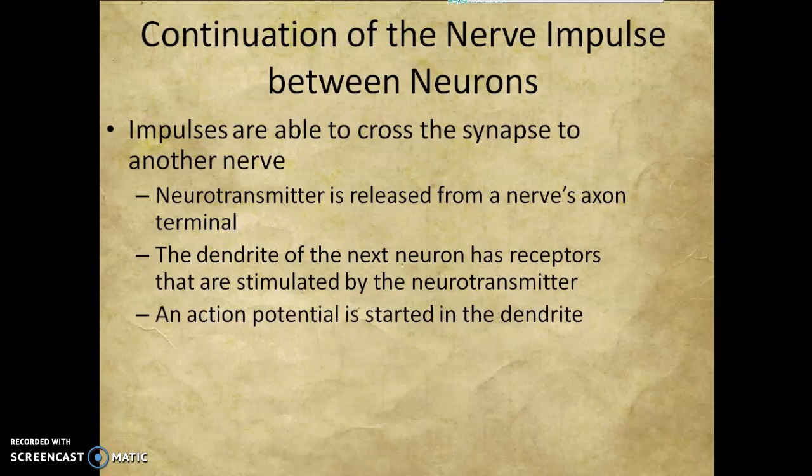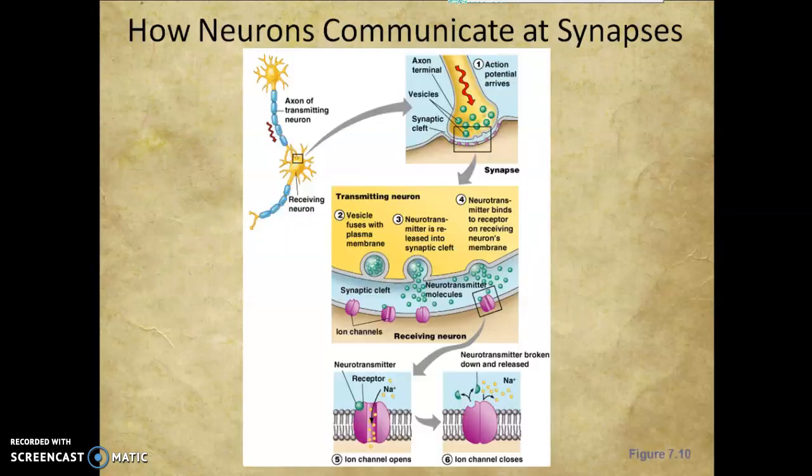Now, as that next neuron grabs a hold of the neurotransmitter, the action potential is then going to be started in the dendrite, okay, and then collected to the cell body and passed down the axon.